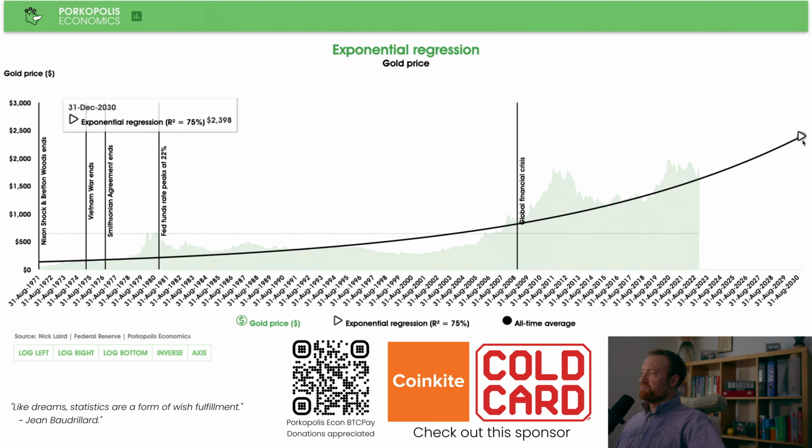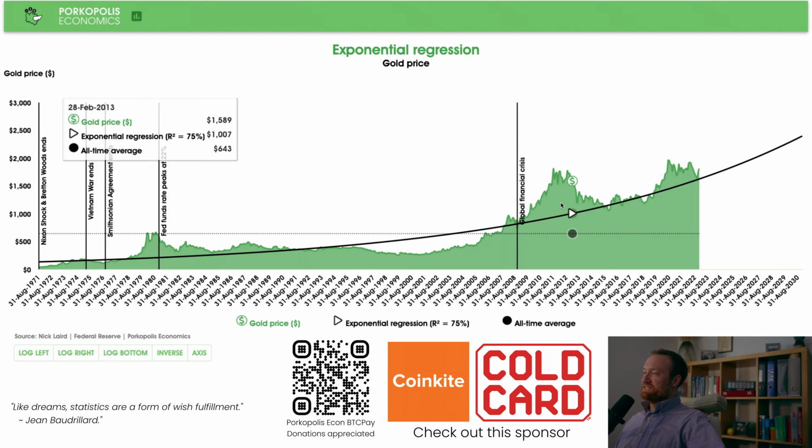Now, am I saying that the price of gold will be $2,400 per troy ounce in the year 2030? Of course not. As we can see, over the long term, gold can be way above this trend. It can be way under this trend. And that depends on a variety of factors.